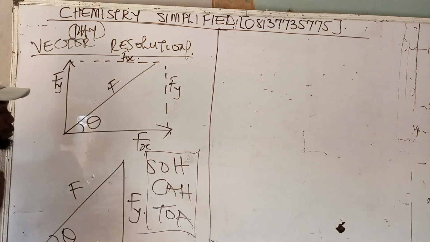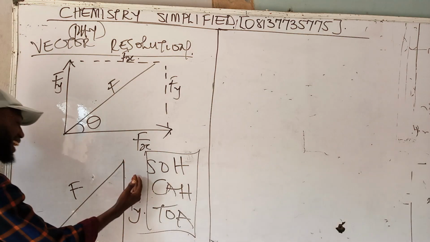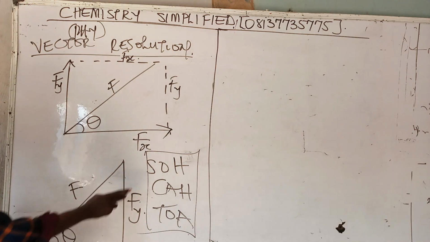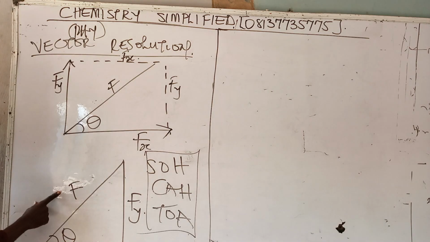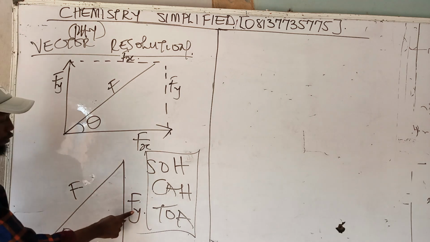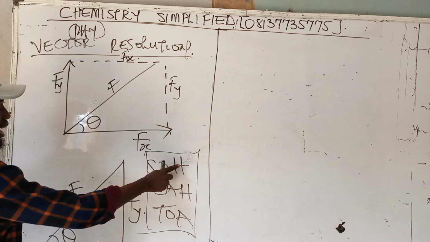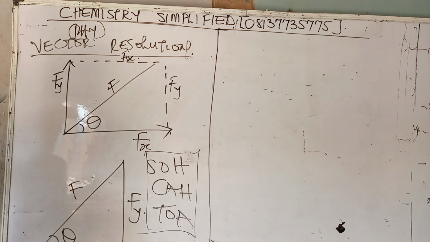You were told in mathematics that any side facing the angle is the opposite, the longest side is the hypotenuse, while the last side is the adjacent. Which side is facing the angle now? Fy. And which one is the longest side? F. So our Fy is opposite here, and our F is the hypotenuse. We have opposite and hypotenuse here. Easy peasy.